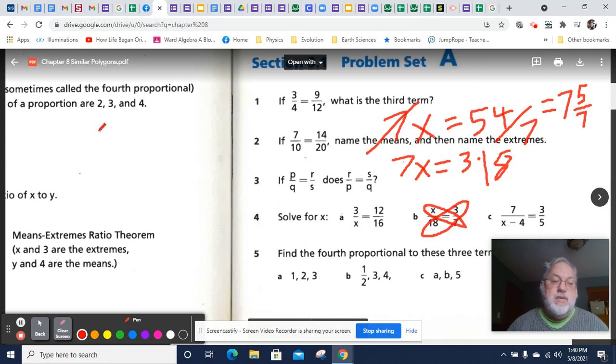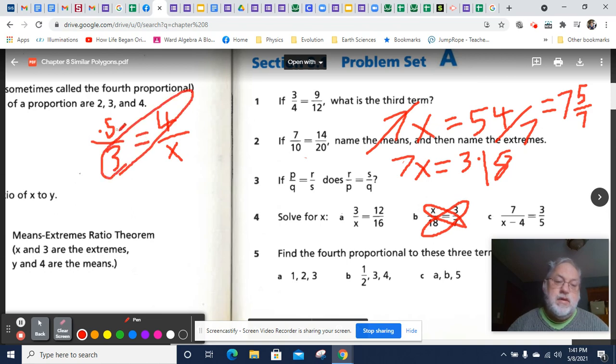I'm going to write 1/2 as 0.5 because that'll make my life a little easier. And that's going to be over 3, as 4 is to our fourth proportional, which I'll call x. Okay, so we're just going to do 3 times 4 and 0.5 times x, so that'll be 12 and 0.5x.